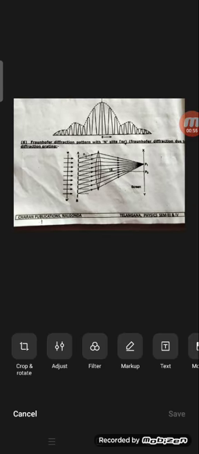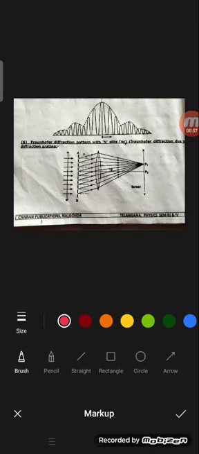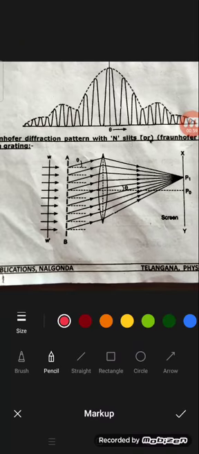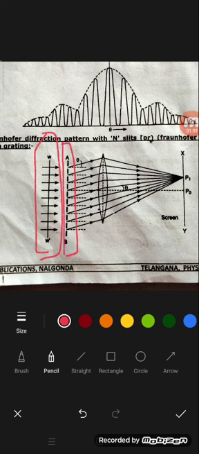Okay, so look at the diagram. In the diagram we can clearly observe a wavefront, that is W and W dash. This is the wavefront and this is the diffraction grating with the n number of slits. Let AB be the diffraction grating with the n number of slits. So according to the Huygens theory, the wavefront forms the primary wavelets and the secondary wavelets.